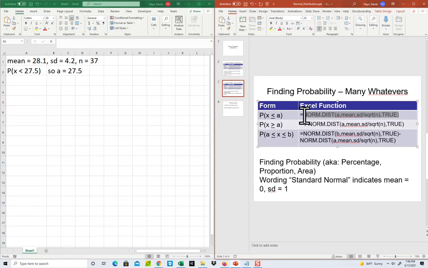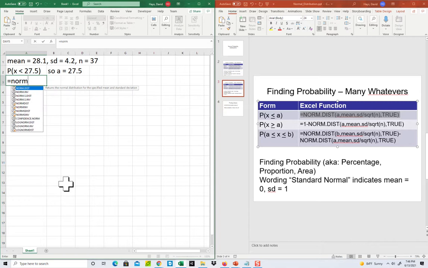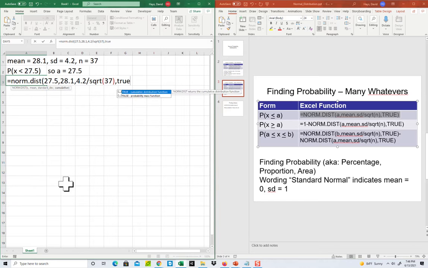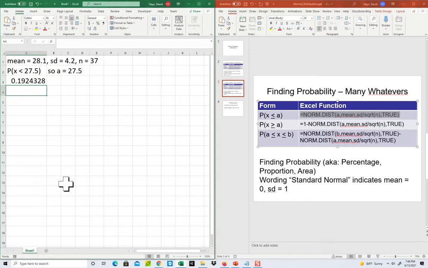And we'll be using this right here. So we get equals NORM.DIST of A, which is 27.5, comma, mean 28.1, comma, standard deviation, which is 4.2, divided by the square root of n, which is 37, comma, true. Then you move your decimal point 2 places right, and then round, and we have 19.24% as our answer.